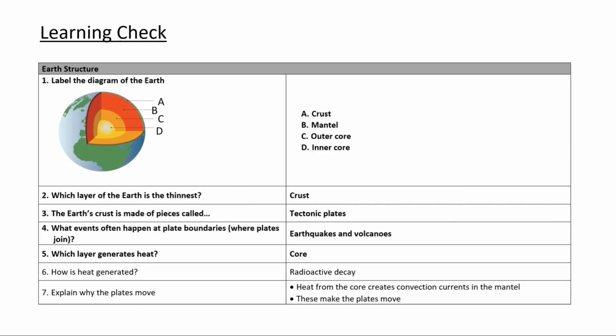So where are we on our learning? Well, in front of you have this lesson's fact sheet showing the structure of the Earth. Now, we have looked at the label diagram of the Earth. We've looked at the thinnest, which is the crust at between 7 and 70 kilometers. We've looked at volcanoes. We've looked at where the core is, and we have looked at radioactive decay. This leaves tectonic plates, earthquakes, and why the plates move for us to do in the next section.